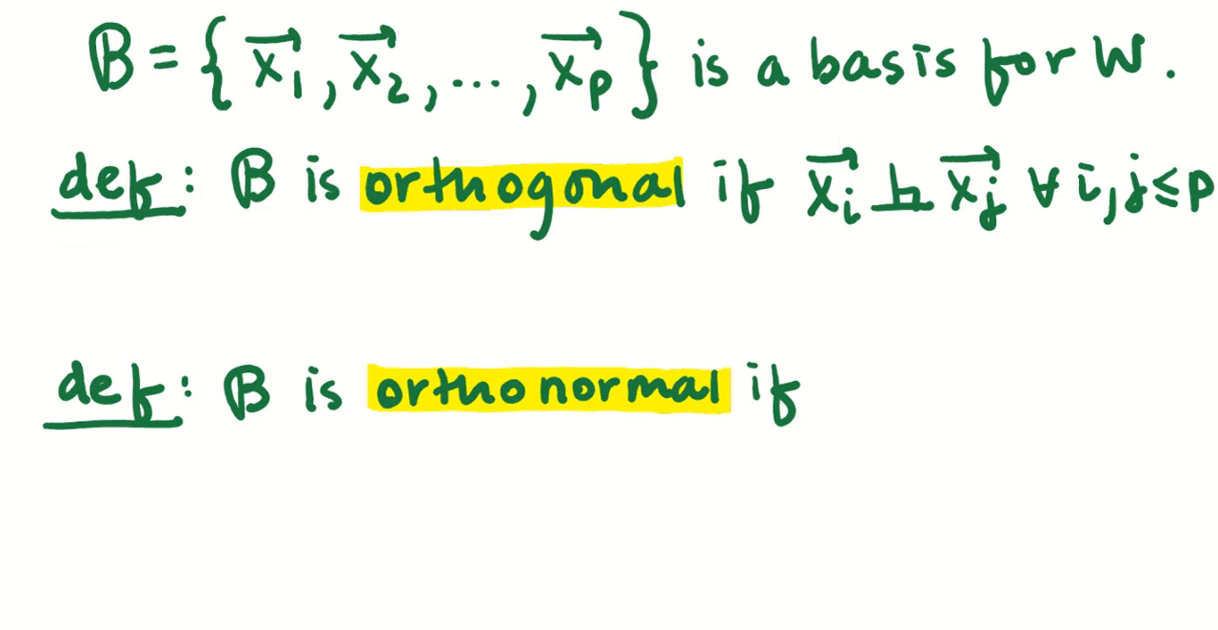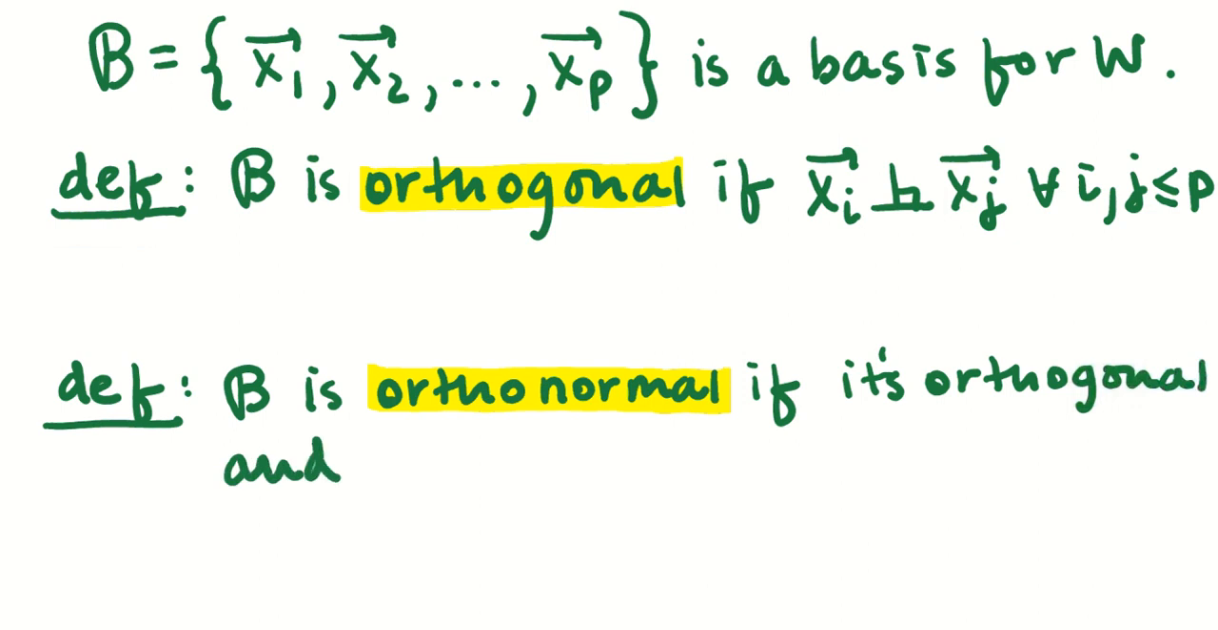And a basis is going to be orthonormal if it's orthogonal, first of all. That's the ortho. And the length of each vector in the basis is 1. So all of the basis vectors are unit vectors. And so I would say the length of xi is equal to 1 for each i.